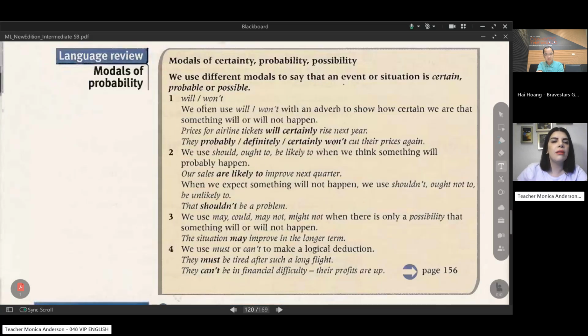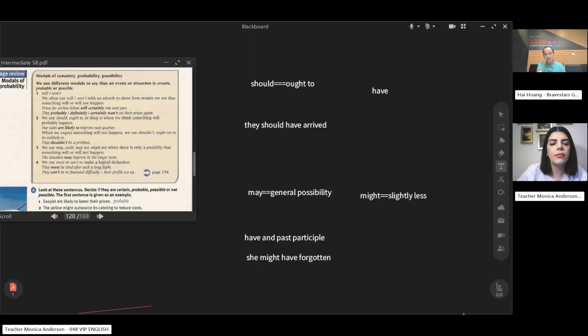Now, let's have a look. This is about future. I have a question about percentage and levels of percentage. For example, when we use certainty, that means 100%. And for probability, how many percent?